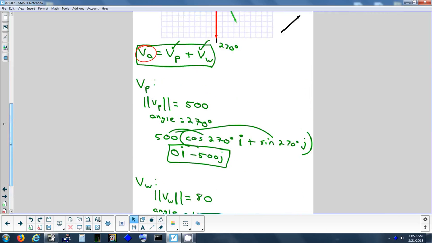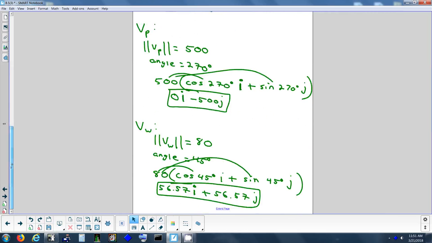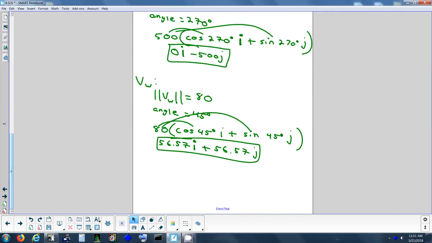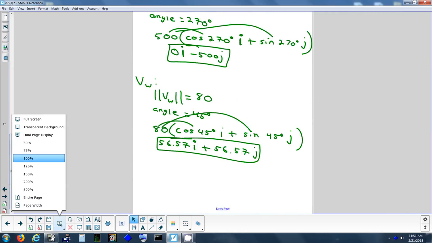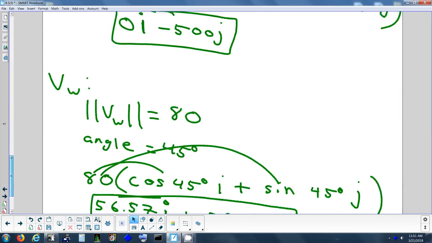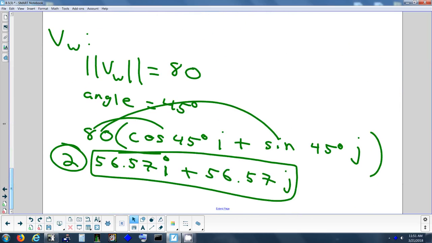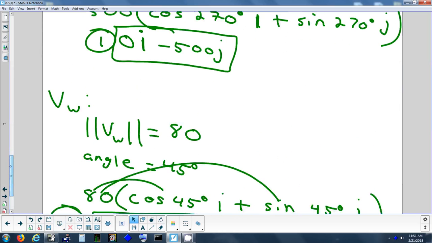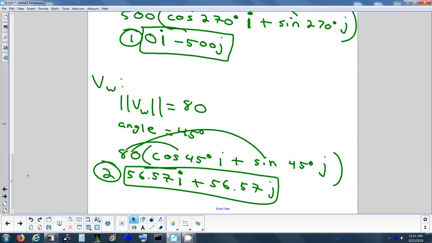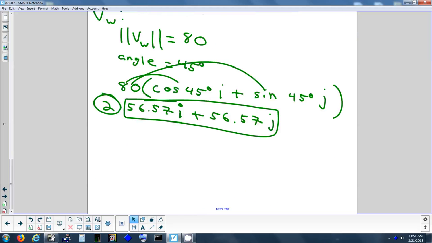And now to find the final effect of them, what are we going to do with the velocity vector for the plane and the wind? We're going to add them up. And that gives us the vector that really represents the direction and the speed of the plane. So if you call that box one, and that box two, add them up. 0i plus 56.57i, just 56.57i.